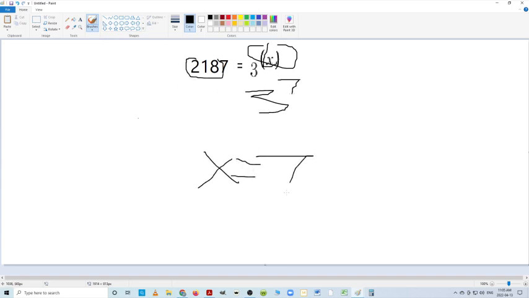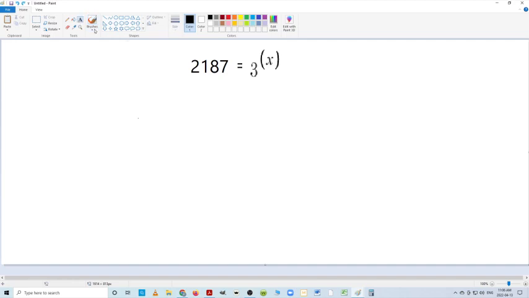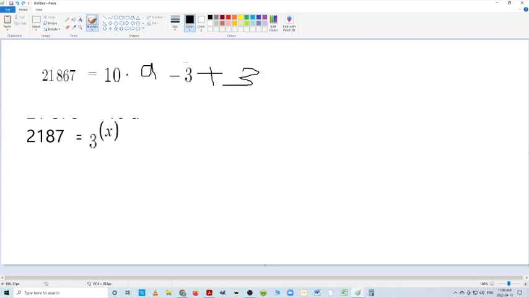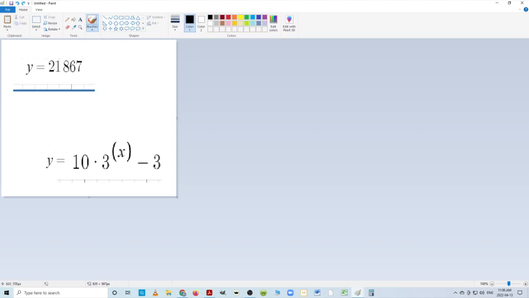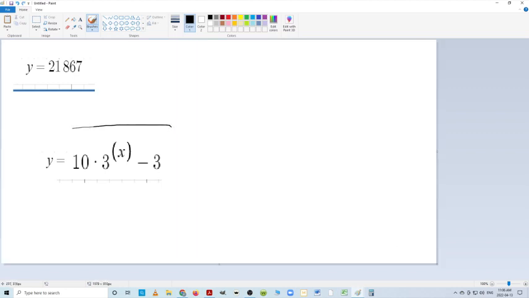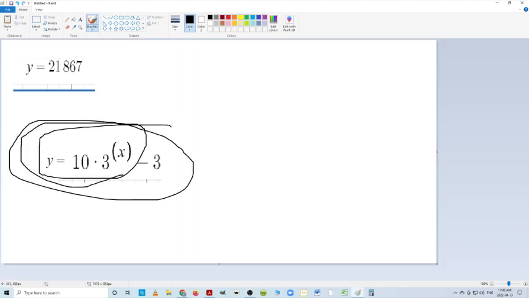And until you learn logs, that's the way to do it. Now, logs are like the inverse of exponentials. Logs are like when we swap x and y in the equation and we're trying to figure out the inverse equation. So when I take the inverse of this, I can't right now until I learn logs.